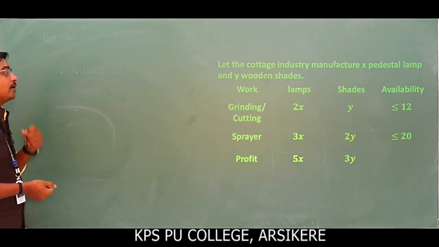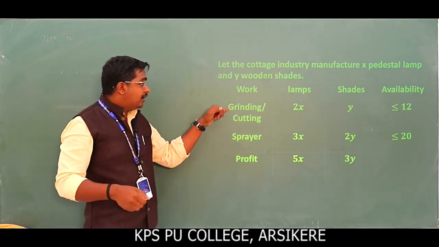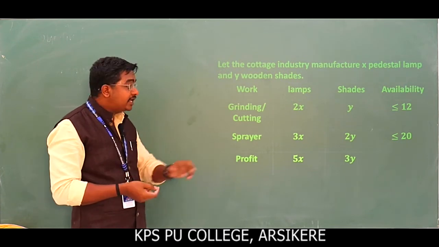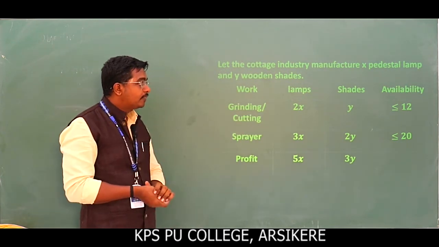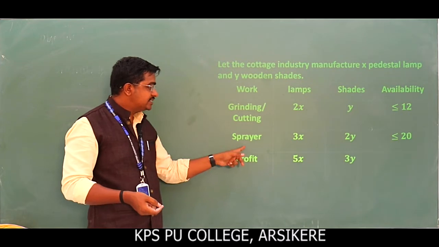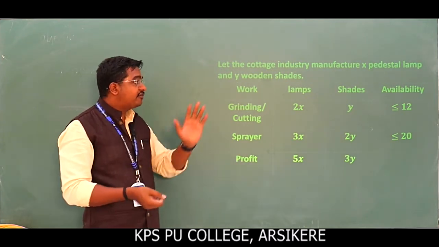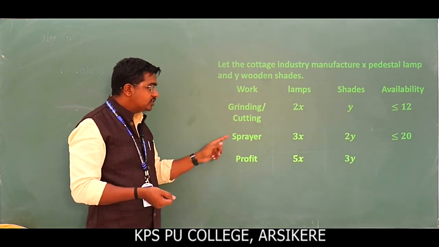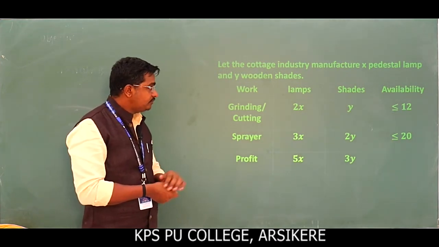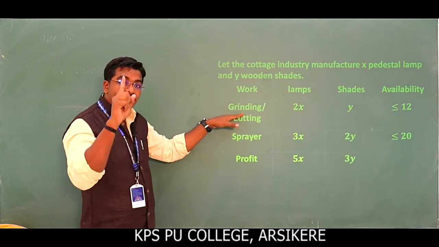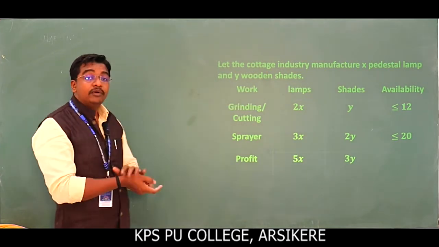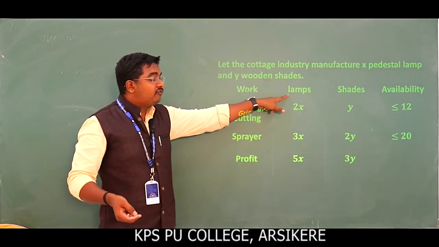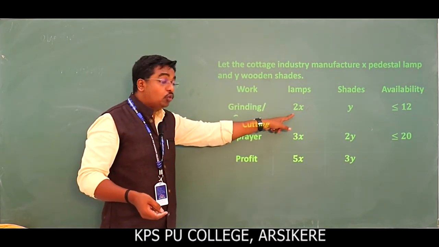Look here, how the work is for us: grinding or cutting. For lamps it takes 2 hours for grinding and 3 hours for the sprayer. Similarly for sheds, 1 hour for grinding or cutting and 2 hours for the sprayer. Now note here, we have x number of pedestal lamps and y number of wooden sheds. So for cutting, a lamp requires 2 hours.